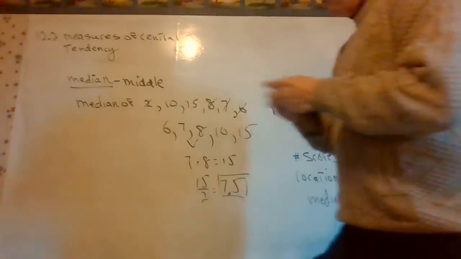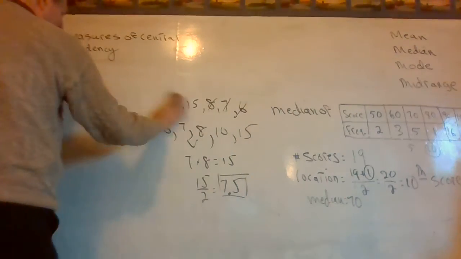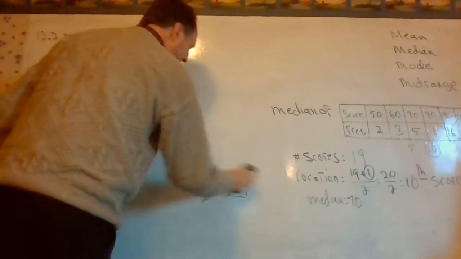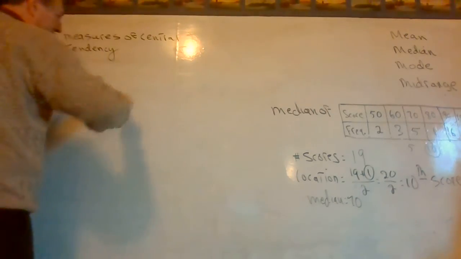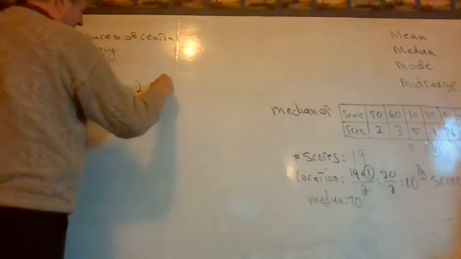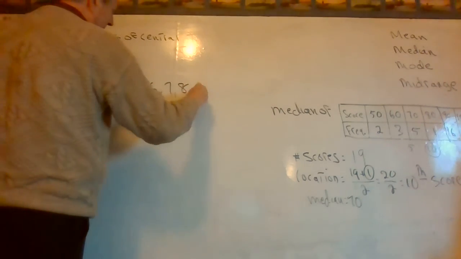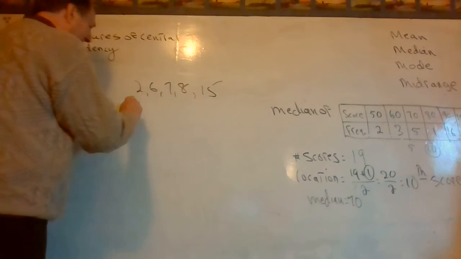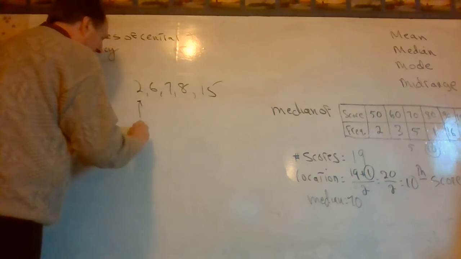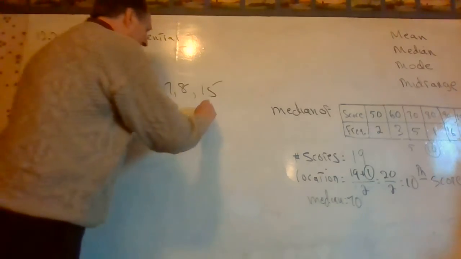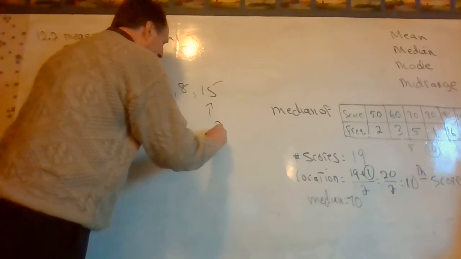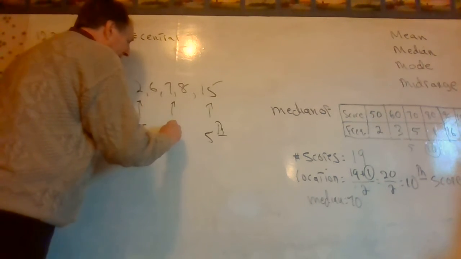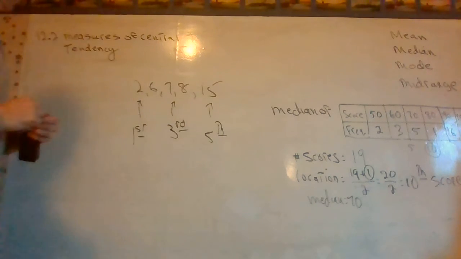Now, the interesting question is, why do you add 1? Well, there's a very simple reason for that. Let's back up here. And let's suppose we have 2, 6, 7, 8, 15. Let's just pick a very simple list. That's the first score. That's the 5th score. Where's the median? The median's right in the middle, the 3rd score.